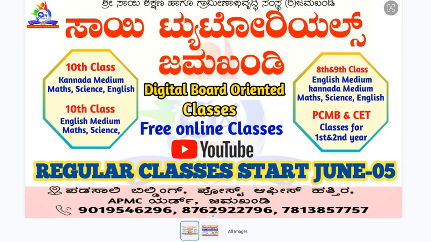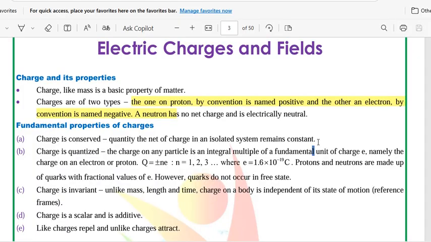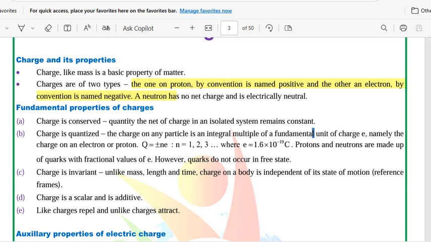The second session of physics for 12th standard is electric charges and fields. We have discussed in the earlier classes the basic concept related to charges and the types of charges and methods of charging and some other properties. So let us discuss in today's class about fundamental properties of charges.